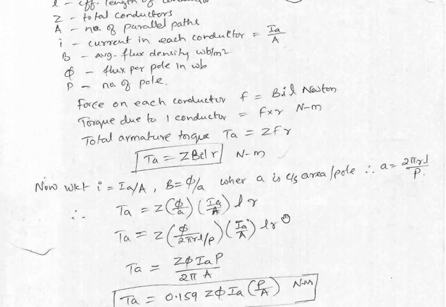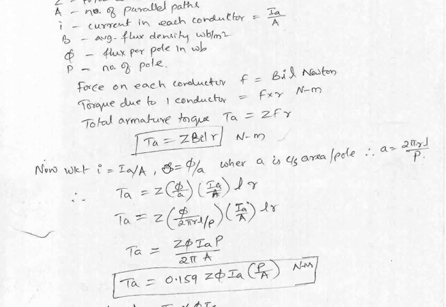Now if we replace the value of the force, that is F is equal to BIL, we get Ta is equal to Z B i L into R, and the torque is represented in Newton meter. Now we know that lowercase i, the current in each conductor, is given by total armature current divided by the number of parallel paths. This is what we noted down before. So i is equal to capital Ia divided by A.